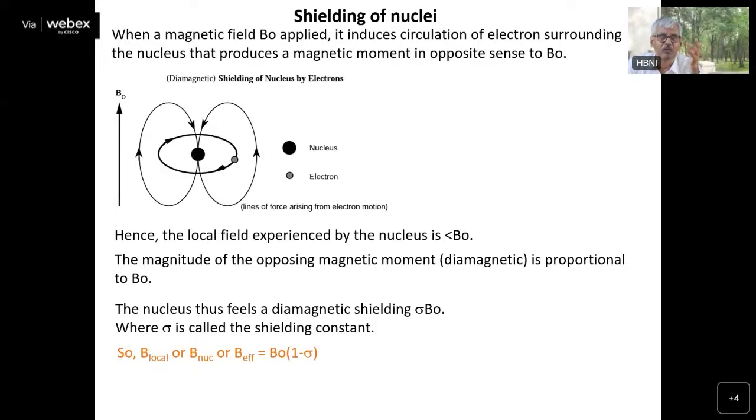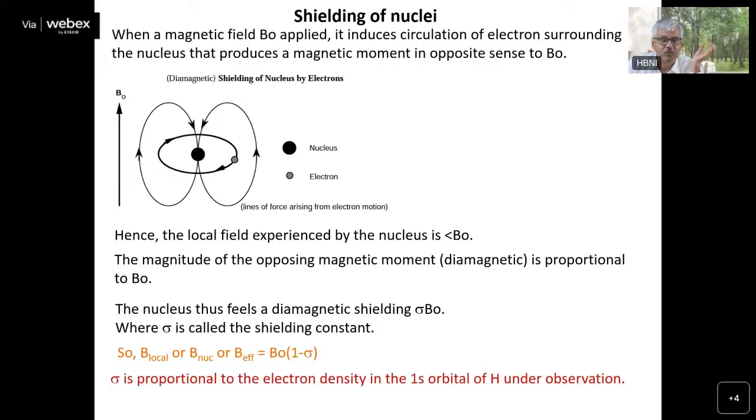So we can say that B local, the field at the nucleus which we are observing, or you can call it the B effective field, is equal to B0 into (1 minus sigma). Sigma is called the shielding constant. Sigma is proportional to the electron density in the 1s orbital of hydrogen under observation. If the electron density in the 1s orbital of hydrogen increases, sigma will be more, and if it decreases, sigma will be less. Now we'll see all these things in a little bit more detail.